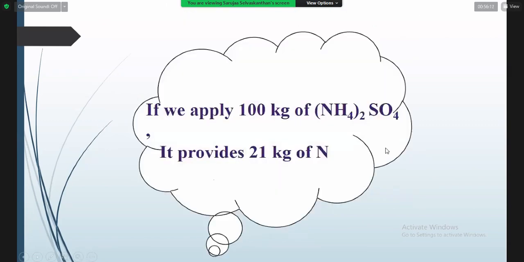Then you can think like that also. If we apply 100 kilogram, look at this point. We have 2 important points for your calculation. We can apply 100 kilogram of ammonium sulfate. It is a fertilizer, not a nutrient. 100 kilogram of ammonium sulfate fertilizer provides 21 kilogram of nitrogen. This one is the nutrient; nitrogen is the nutrient. This one is the fertilizer. These 2 points are very important.